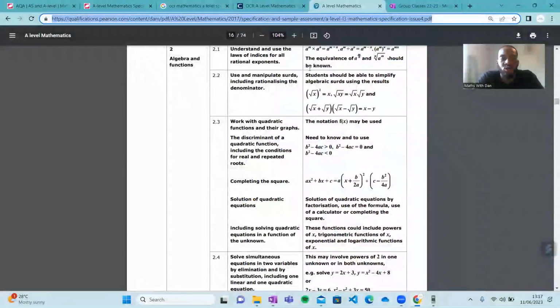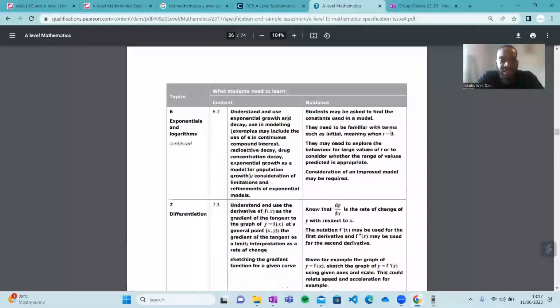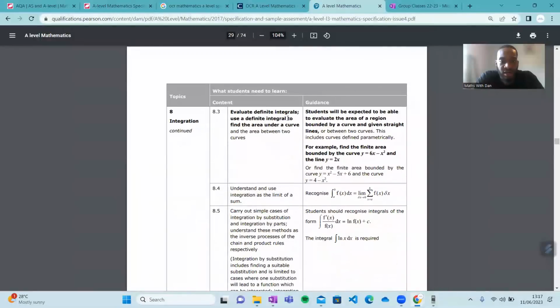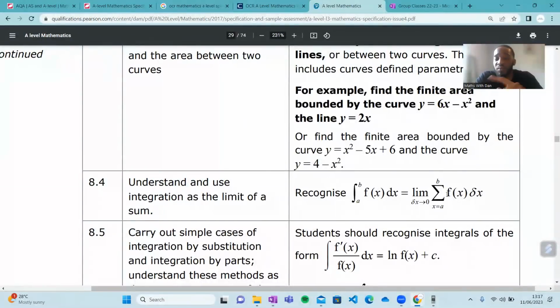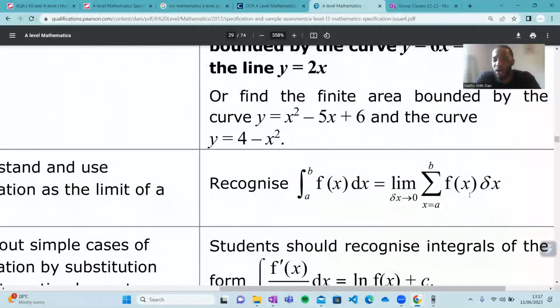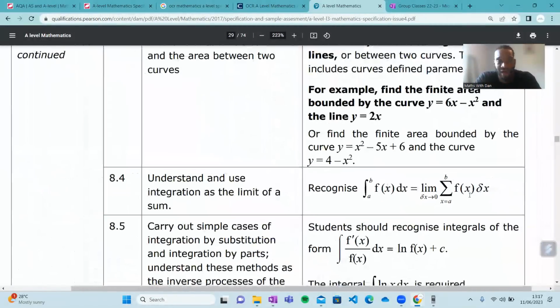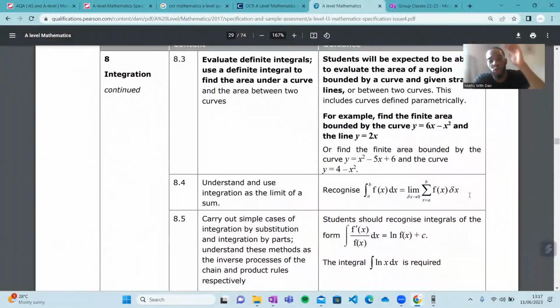Just make sure, guys, you know all of these very well. Whatever exam board you're on, go through all of these. You should say to yourself, there's nothing here that can trip me up. Remember the integration one with the limits, when they can express it as a limit. Recognize that this can be written as that. They can put this in an exam. It's right here. This is for Edexcel, but you get my point. Make sure you know everything.